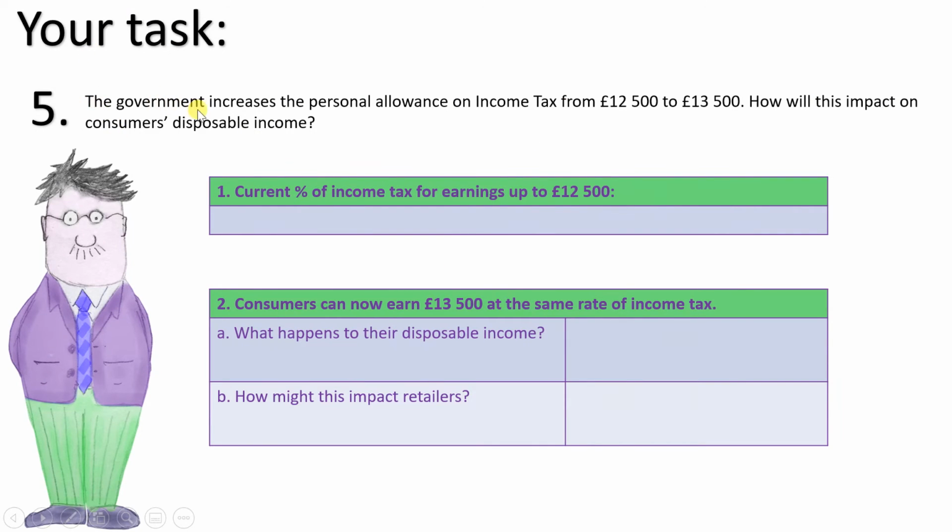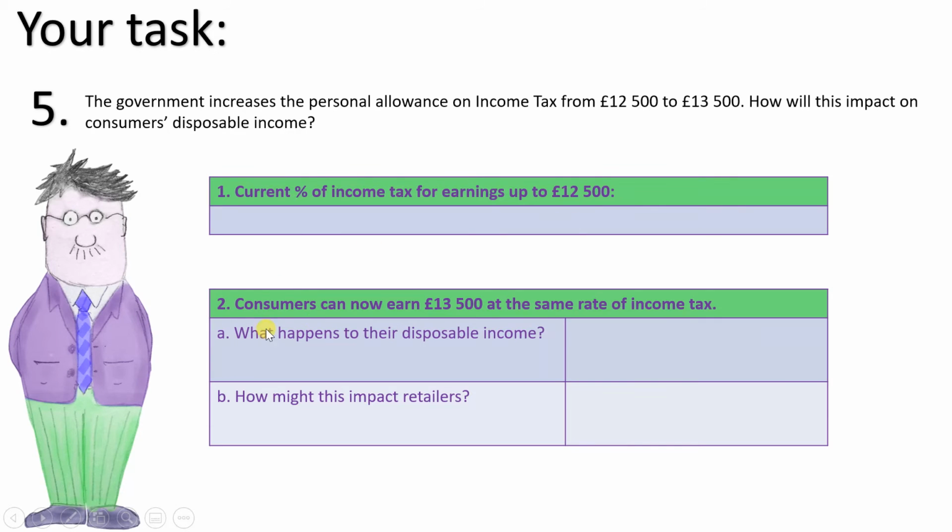Task 5. The government increases the personal allowance on income tax from £12,500 to £13,500. How will this impact on consumers' disposable income? First of all then, let's find out the current percentage rate of income tax for earnings up to £12,500. So you need to go and do some revision and check on that lesson, which is lesson 3 on objective 2, and then you'll find the percentage rate.